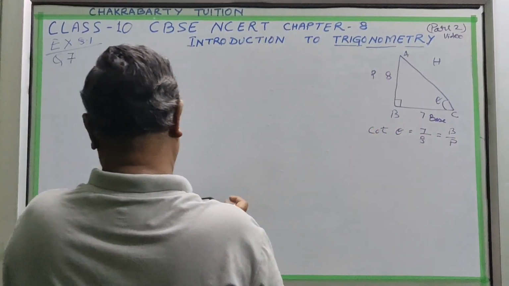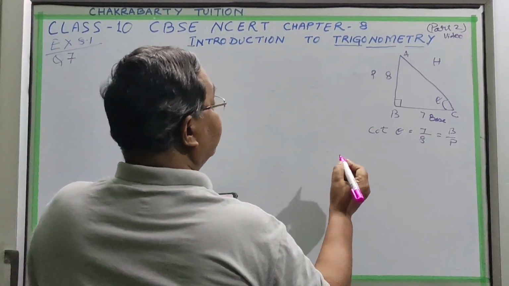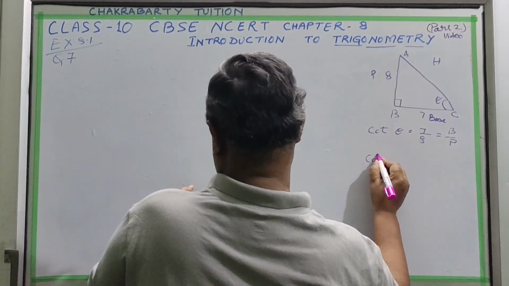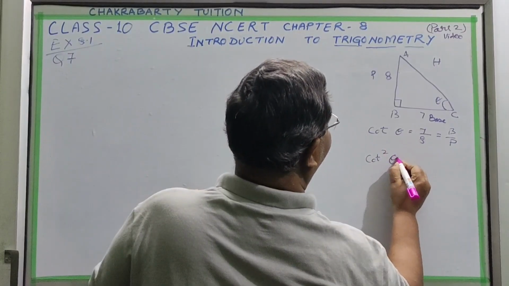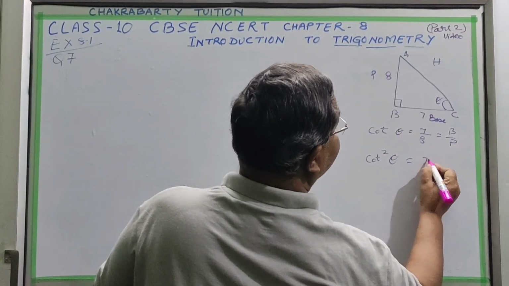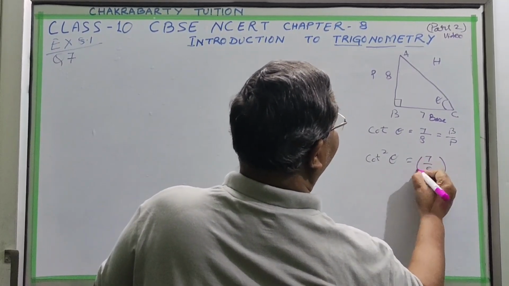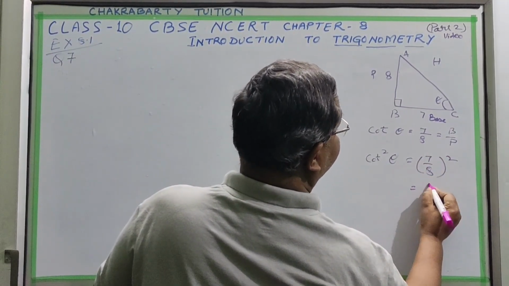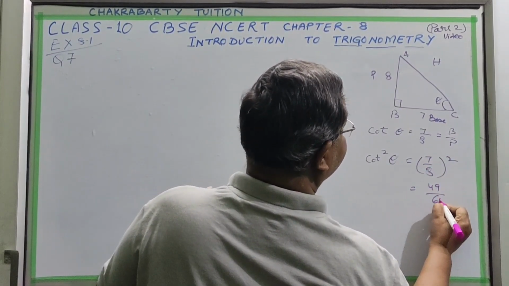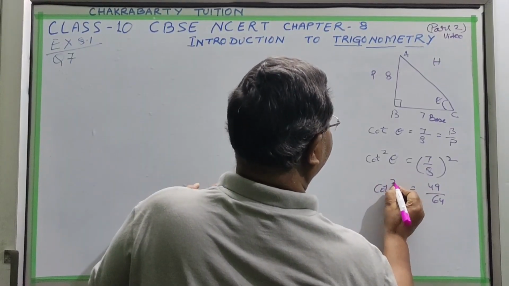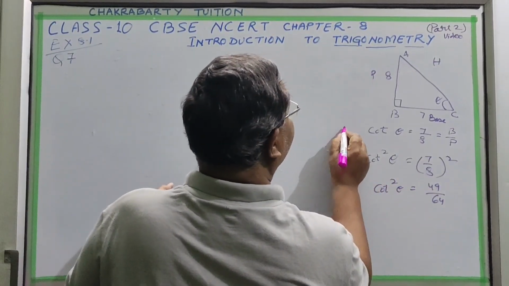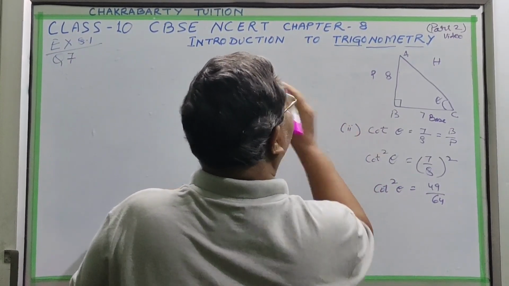So this is given. And what you have to prove? You have to calculate cot square theta. So cot square theta will be 7 upon 8 and square. So it will be 49 upon 64 cot square theta. This is your second answer. First we are doing here.